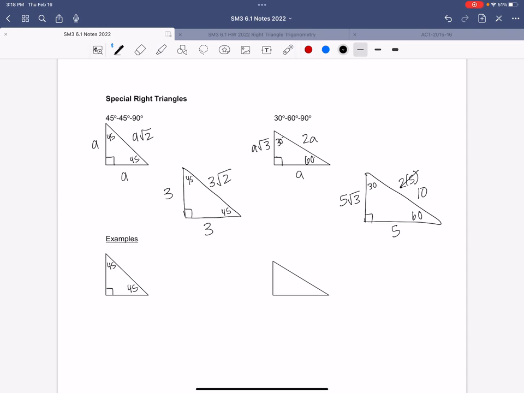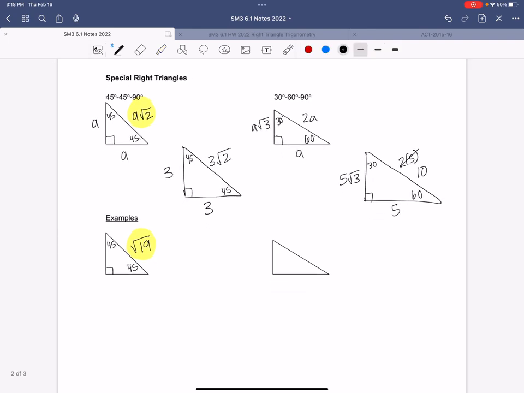So if I tell you, instead of giving you A, I give you that this side equals square root of 19, I'm going to have to solve for A. So what I mean by that is square root of 19 is equal to A square roots of 2. I'm literally going to set them equal to each other to figure out what A equals. So I'd say A square roots of 2 is equal to square root of 19, and I'm going to solve for A. What would you think I would do to solve for A? So I'm going to divide both sides by square root of 2.